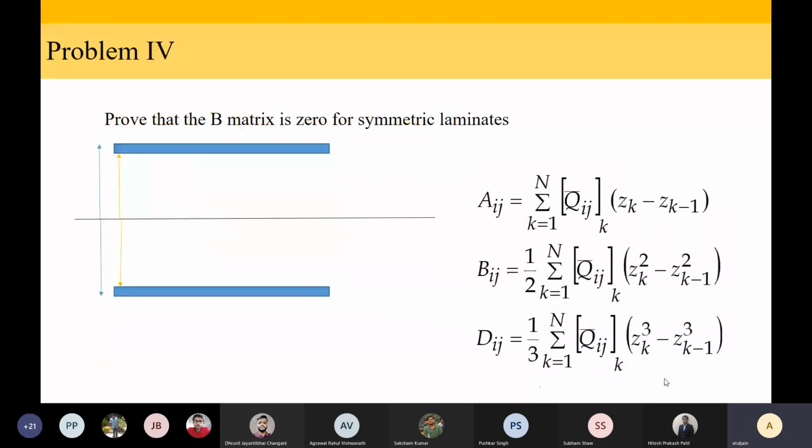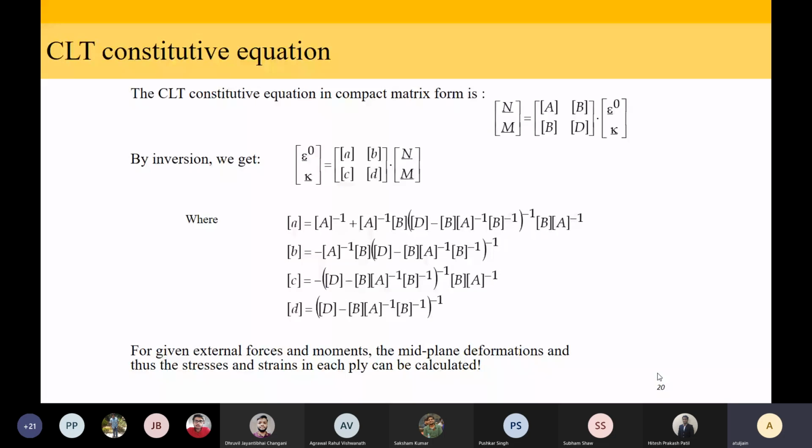Okay, so now let us write our CLT equation in compact form. So this is N, M equals A, B, B, D times epsilon naught, K. Okay, let us invert it. So epsilon naught, K is equal to the inverse matrix A, B, C, D times N, M. Why are we writing equations in this form? Because we are saying that N and M are applied. We want to calculate epsilon naught and K.